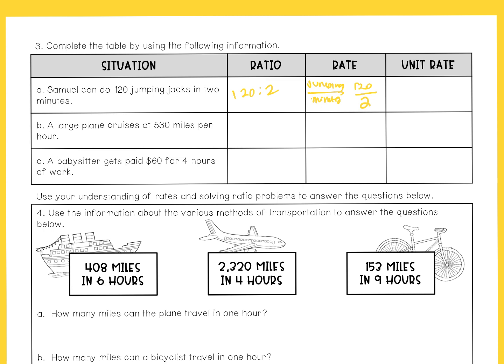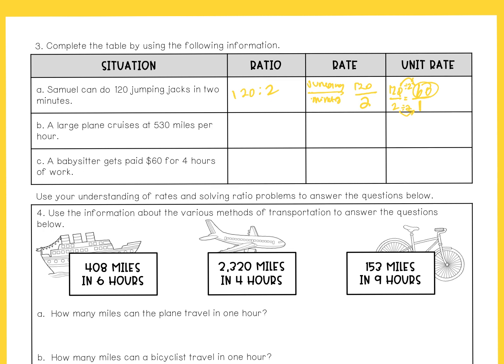And now we have to find a unit rate. That means how many jumping jacks is Samuel jumping in 1 minute. So we have 120 over 2, and we want to know about 1 minute. So how do I get from 2 to 1? Divided by 2. And if I do it to the bottom, then I got to do it to the top. So 120 divided by 2. I'm going to mark that 0 out, bring it over here. 12 divided by 2 is 6, so that means that Samuel can do 60 jumping jacks in 1 minute.